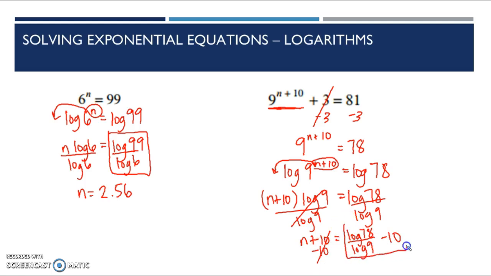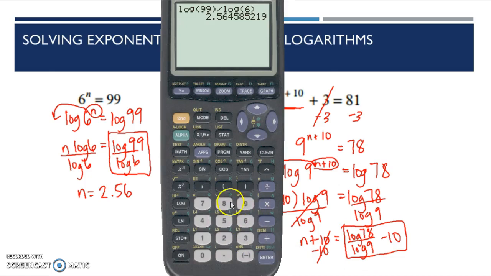So now, this is what I can type into my calculator. So pull up my calculator. We've got log of 78, close the parentheses, divided by log of 9. And I'm going to go ahead and press enter, get that number, and then just minus 10. So we get n equals negative 8.02.